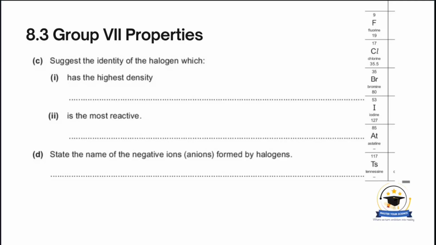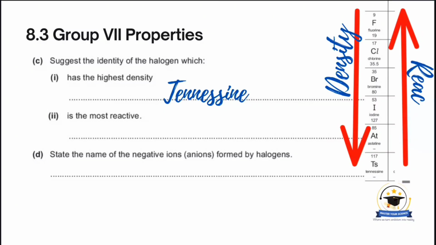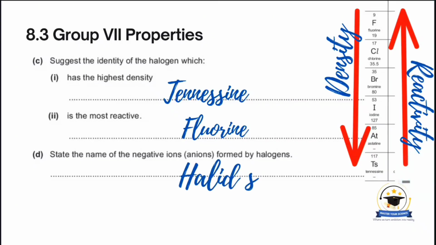Next question says, suggest the identity of the halogen which has the highest density. So we say the density increases as we go down the group. So the one with the highest density would be tennessine. And then the most reactive. Reactivity decreases as we go down the group, which means reactivity actually increases as we go up the group. So the most reactive would be fluorine. Then D says state the name of the negative ions, that is anions formed by halogens, so that's halide.